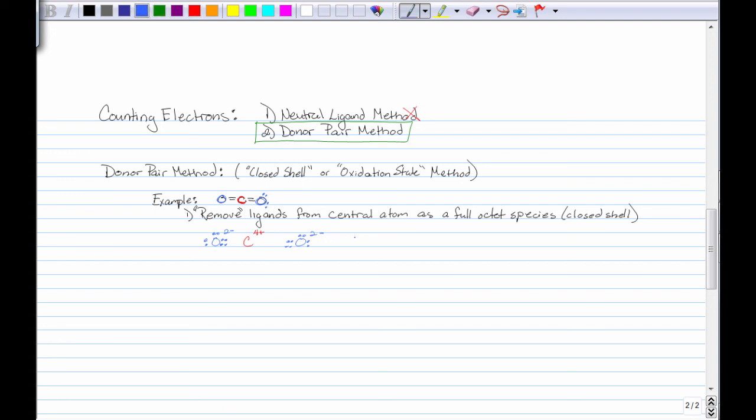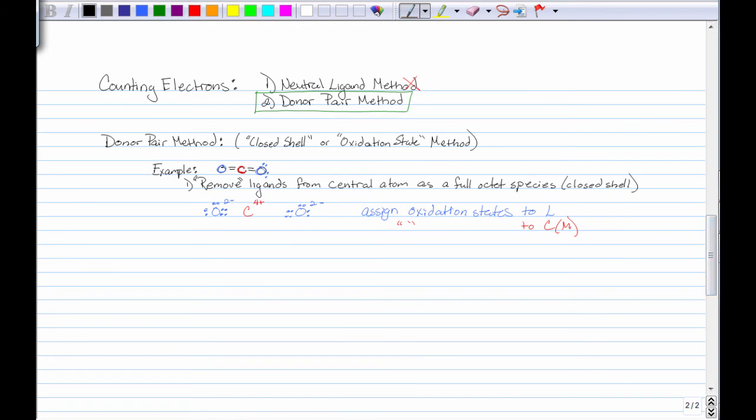When I'm doing this, I implicitly did this. I didn't explain it. But once you remove the ligands from the central atom, of course, you're going to also assign oxidation states to the ligands. So if I have an oxygen with 8 electrons around it, I know that that's a 2 minus. And I'm going to also assign oxidation states to the central atom or the metal. And in this case, the carbon without any electrons around it is a 4 plus oxidation state. So that takes care of step 1.